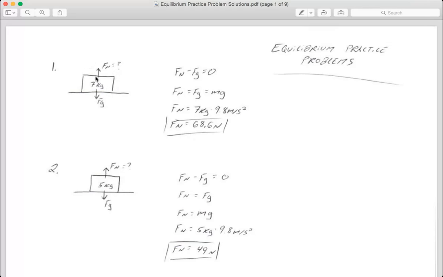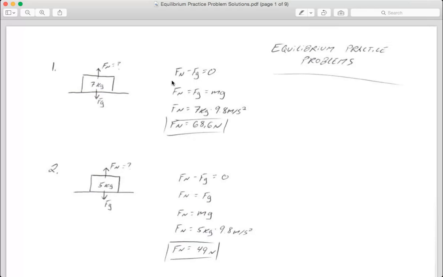So here's my picture. I've got the normal force going up. I've got force of gravity going down. The mass is written 7 kilograms. My equation is over here. How did I get this? My up arrows, which is my normal force, is positive. My down arrows, which is gravity, is minus. And once I'm done with my up arrows minus my down arrows, I get that all equal to 0.